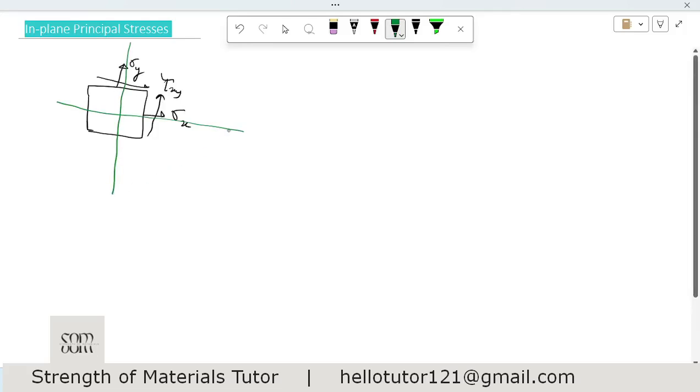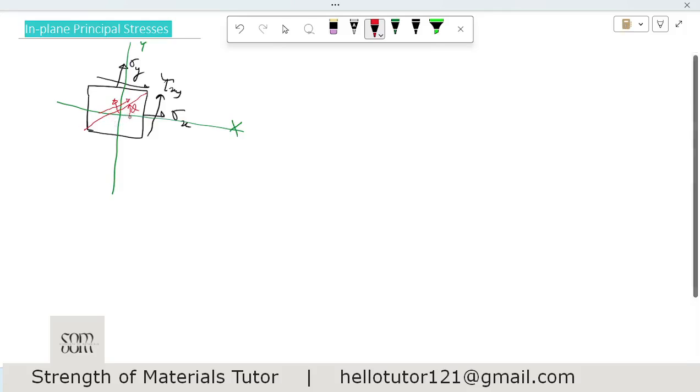For example, if this is x plane and this is y plane, then this sigma x, sigma y and tau xy is with respect to x and y, okay? And then we talk about if we rotate a plane. If we transform, for example, if this is the plane and it is inclined at some angle of theta, then we know that there will be normal stress on this red plane and also a shear stress on this red plane, okay?